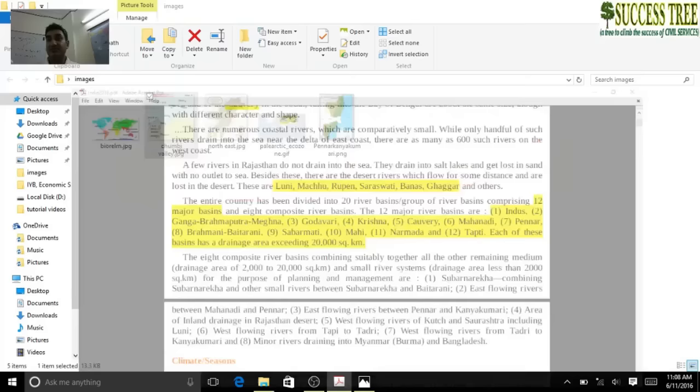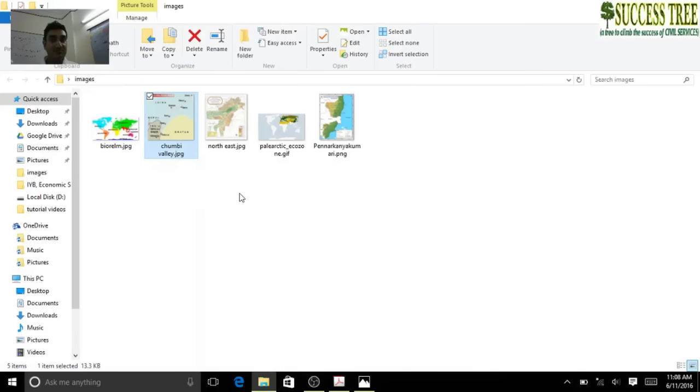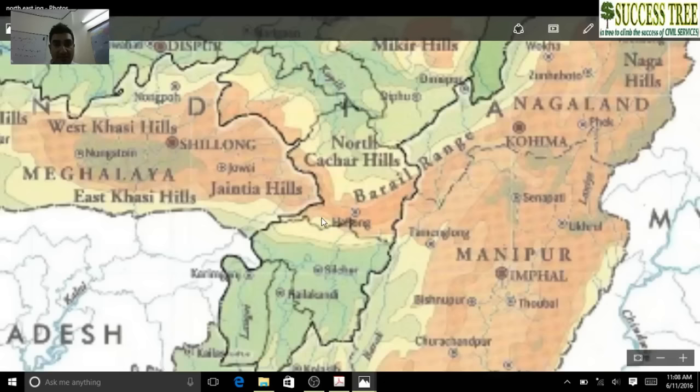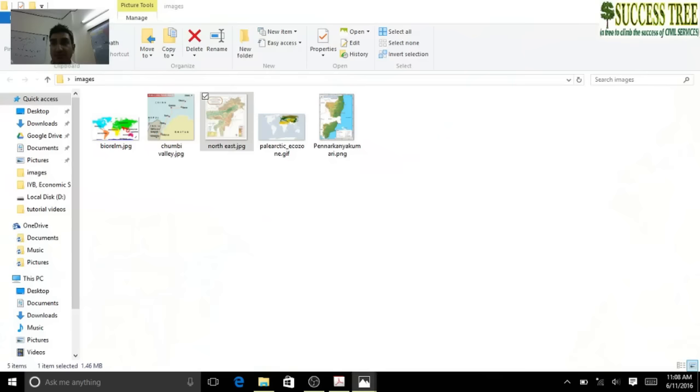Bhitarkanika. So UPSC has asked questions before as well regarding this, regarding the Bhitarkanika. So first of all you should know on which river system. It's very near to the Mahanadi river system as well, but it lies on the intertidal zone and estuarial waters of the Bhitarkanika Baitarani river system.